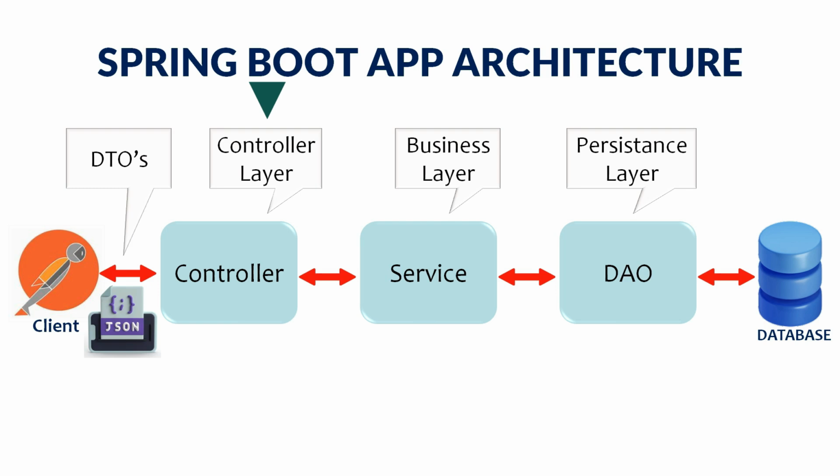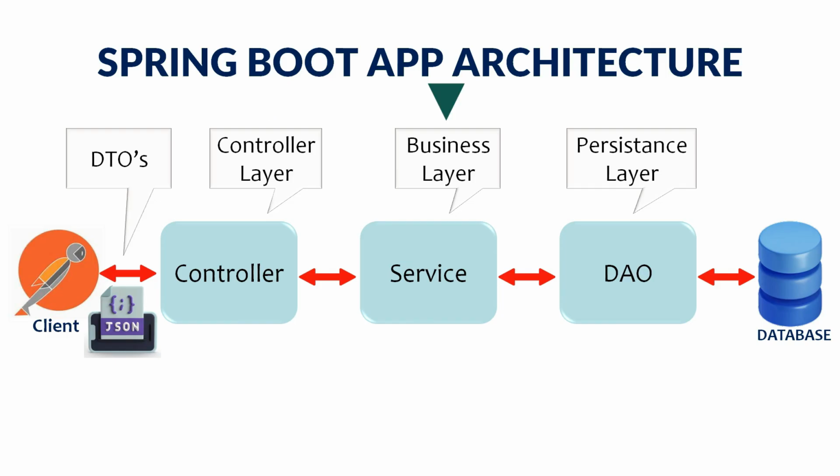First one is controller layer. It is also known as API layer. It handles HTTP requests through REST controllers like get, post, put, and delete. And it manages authentication and request validation and JSON serialization or deserialization. And also forwards the processed request to the business layer for further logic.